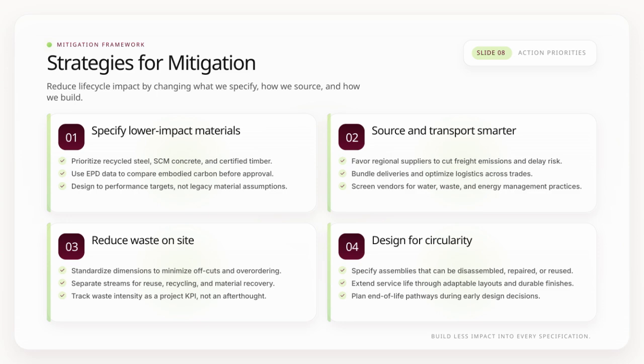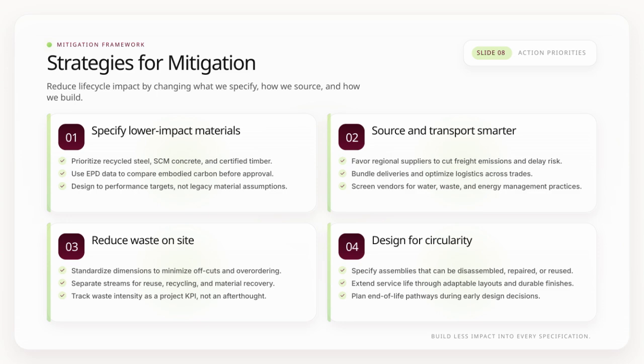Reducing waste on site is another priority. We standardize dimensions to prevent excess offcuts or overordering and separate waste streams for reuse, recycling, and material recovery. Importantly, we track waste intensity as a key project performance indicator instead of treating it as an afterthought.